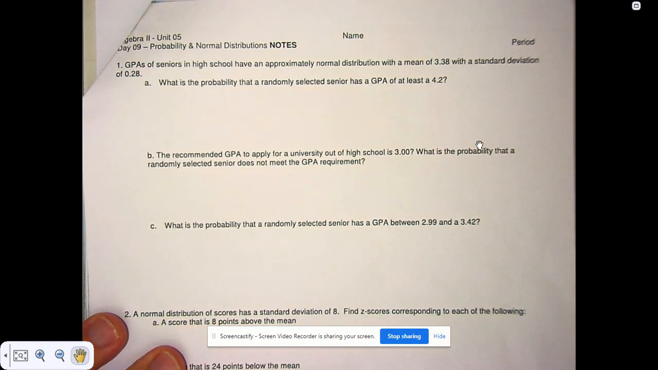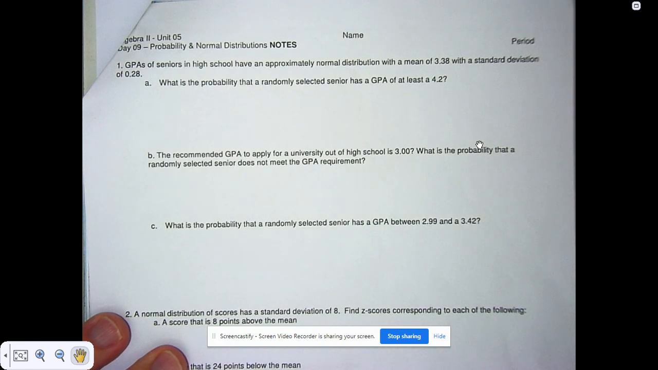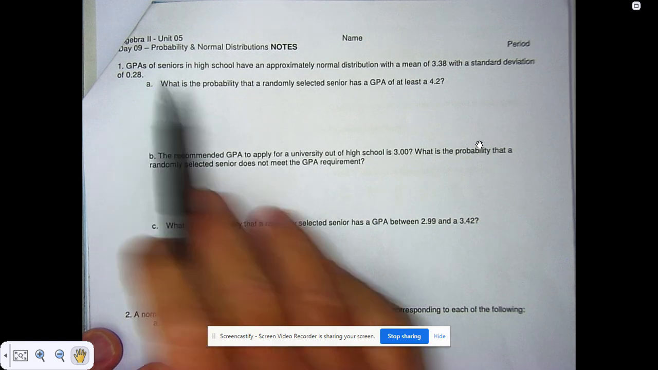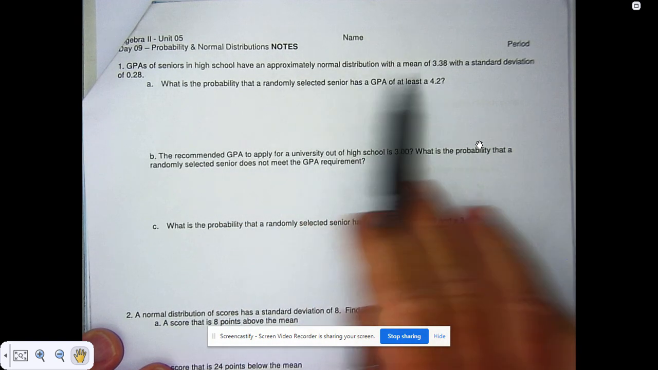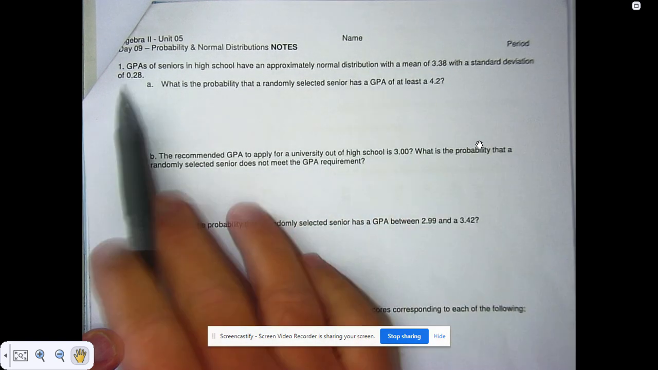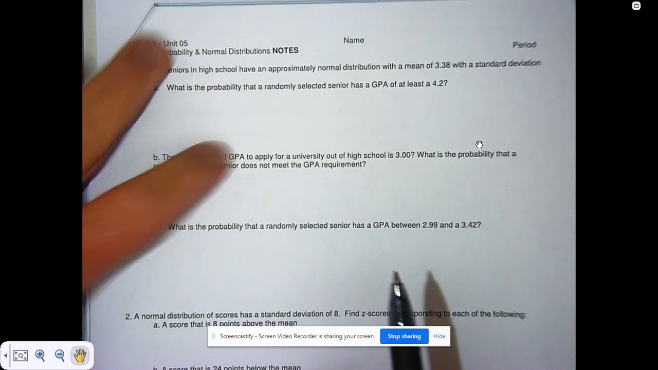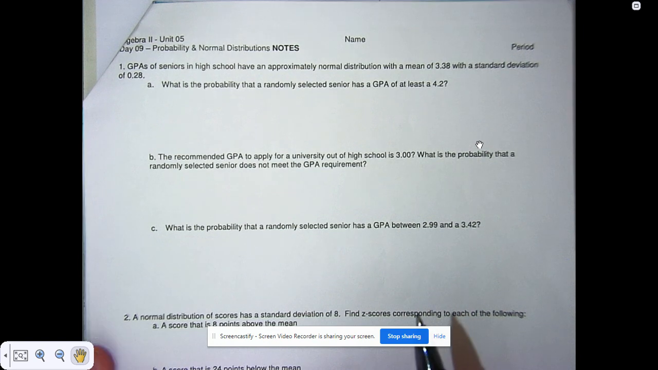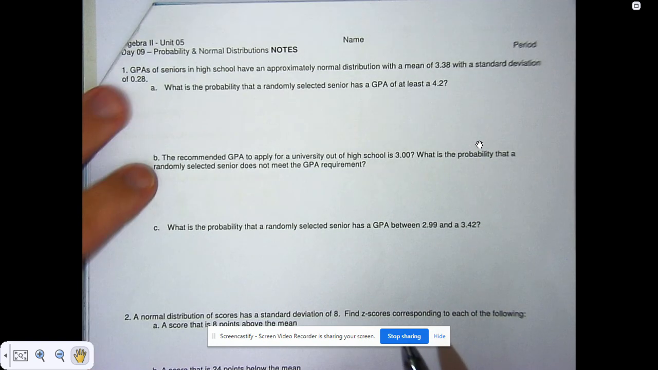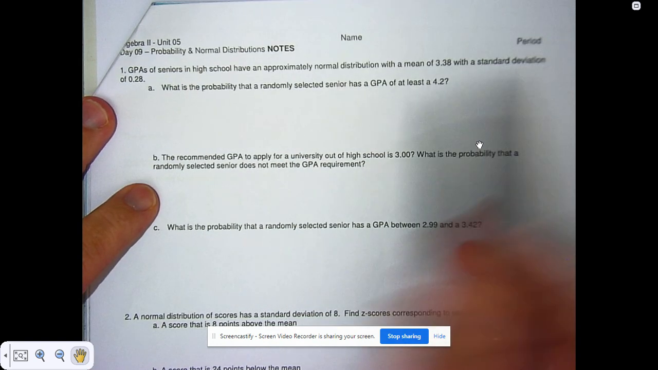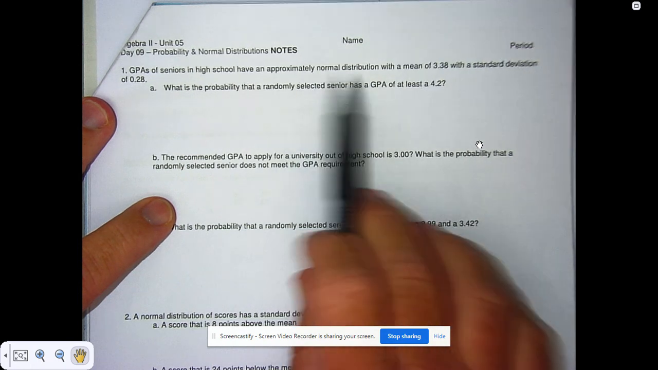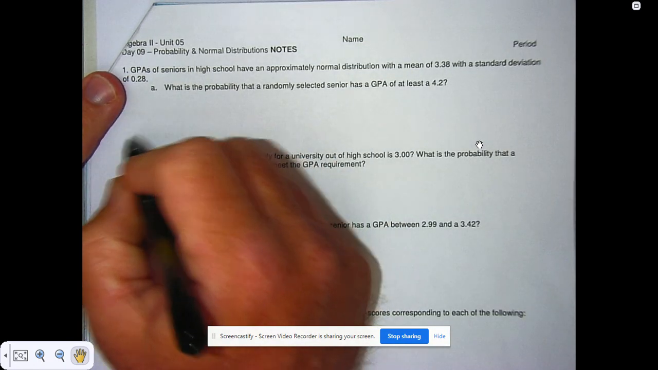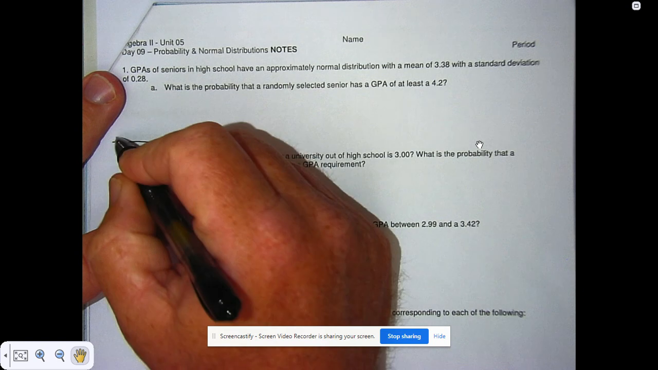So now we have some real problems, and we're going to apply what we've known from before. GPAs of seniors in high school have approximately normal distribution with a mean of 3.38 with a standard deviation of 0.28. What is the probability that a randomly selected senior has a GPA of at least 4.2? A couple things that we want to look at with problems like this. We see normal distribution, and it pretty much tells us, you know what, we need to draw a curve.